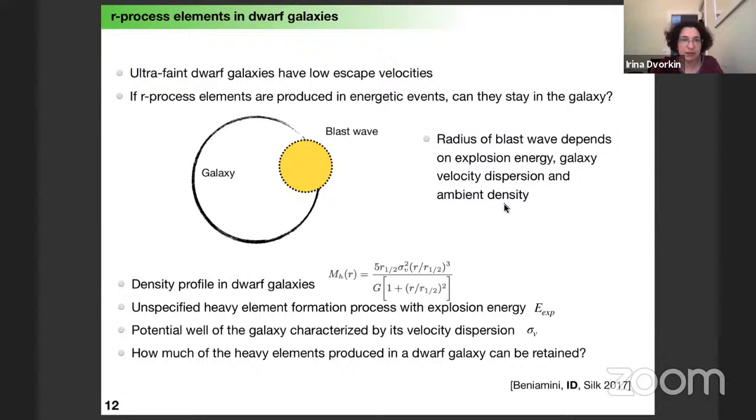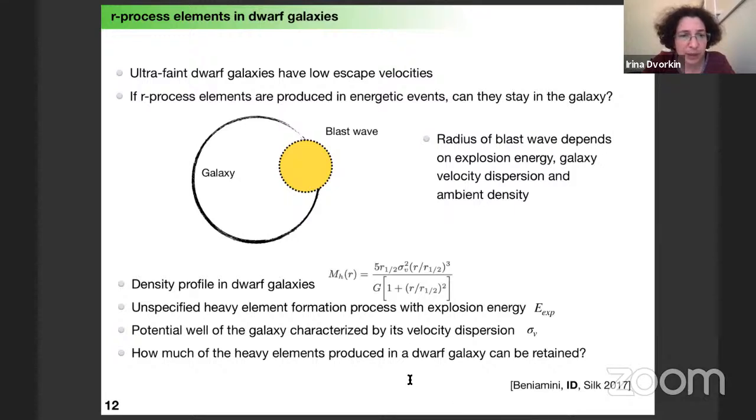Now, another difficulty, as I mentioned, is that if you produce these r-process elements in dwarf galaxies, some of them may actually escape the galaxy altogether, and there have been some works on this as well. So here I want to go into slightly more detail. Imagine you have this galaxy, and there was some event, either a binary star merger or a core collapse supernova, that produced the heavy elements, and this is the yellow circle. This event produced a blast wave that basically ejects the elements. If the event is energetic enough and the galaxy is small enough, and if the event took place near, let's say, the outskirts of the galaxy, then all these elements will be ejected and nothing will be kept inside.